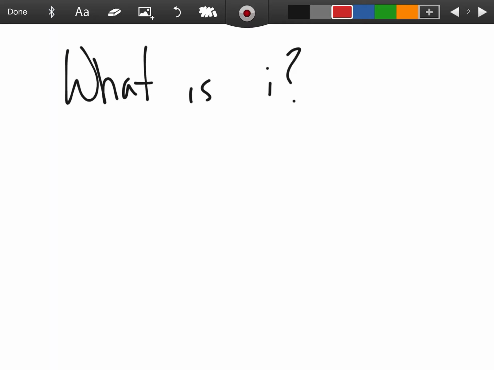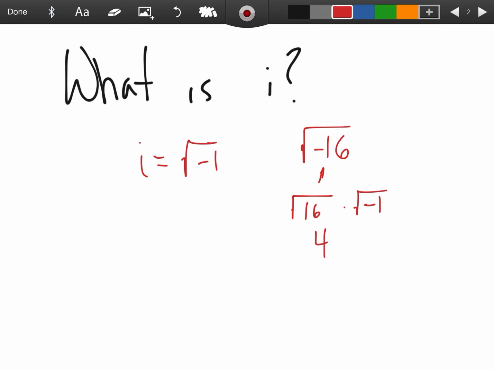So what is i? i is just equal to the square root of negative 1. So for that last example, when we have the square root of negative 16, well, we know that this is the same thing as the square root of 16 times the square root of negative 1, which square root of 16 is 4, and the square root of negative 1 is just i. So i is the square root of negative 1. It's going to be an imaginary number.